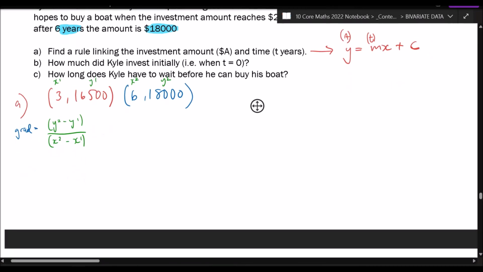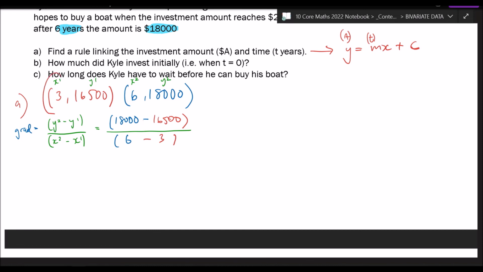All right, so for the gradient, y2 take away y1, so that should be 18,000 take away 16,500. Okay, that's the first one. Second one is going to be x2 minus x1. So that's going to be 6 take away 3, which is what x1 is there. Okay, work it out in your calculator. Mr. Toddy is not smart enough for this, so I will put this in the calculator.